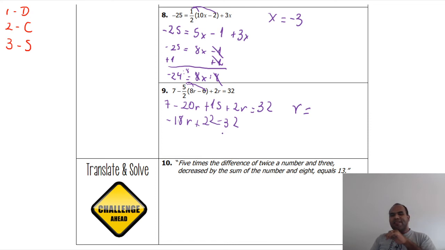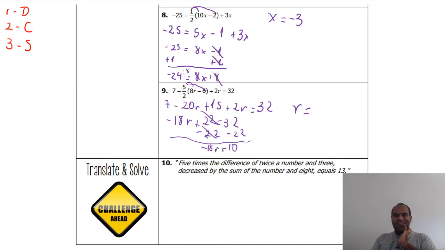So can you see all the difference? We have a different result right now. Negative 18r plus 22 equals 32. And right now, let's solve it. Let's work on this. Negative 18r. The opposite of 22 is negative 22. Negative 22, goodbye. Negative 18r equals 10.